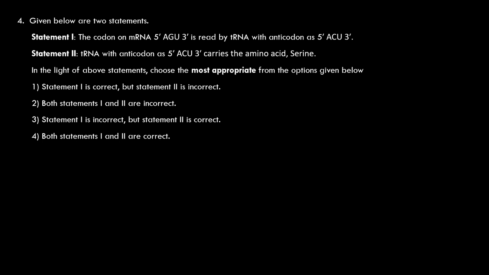Transfer RNA with the anticodon 5' ACU 3' carries the amino acid serine. Absolutely true. Serine has 6 codons. Out of the 6 codons, two are AGU and AGC, and the other four are UCU, UCC, UCA, UCG. So the first statement is correct, and the second statement is also correct.